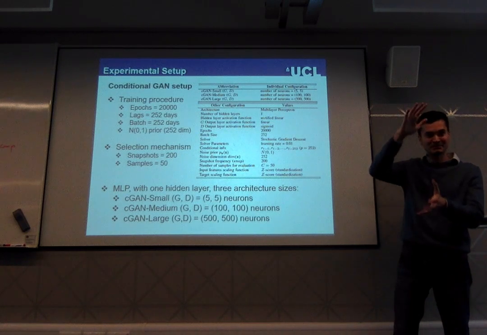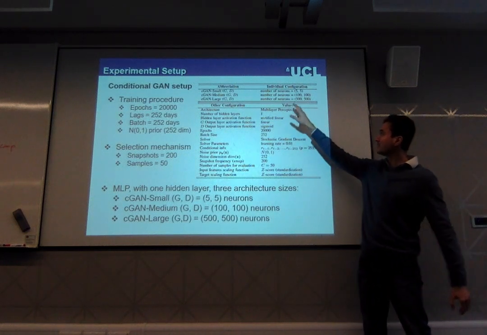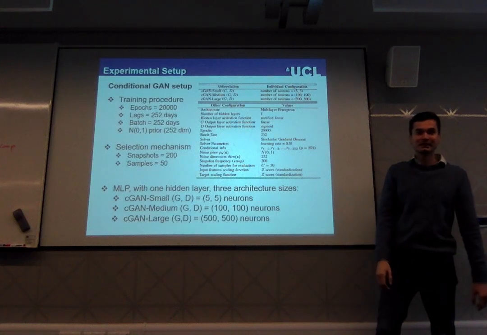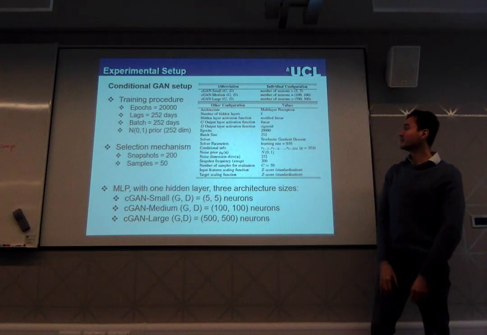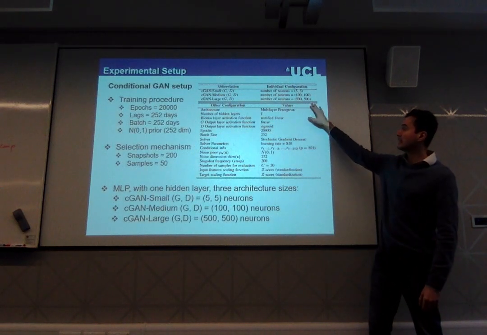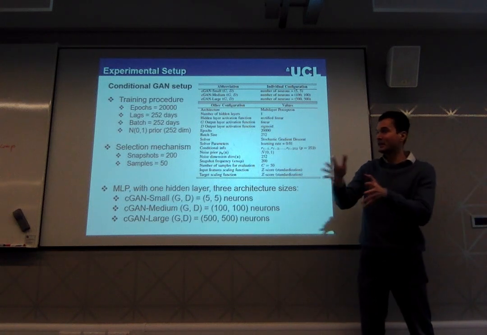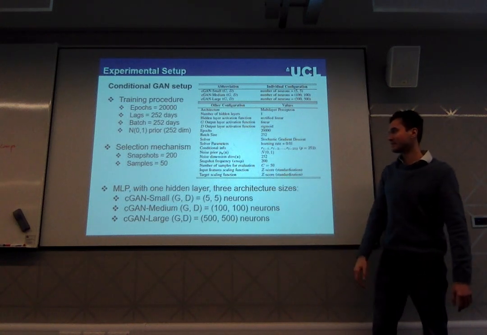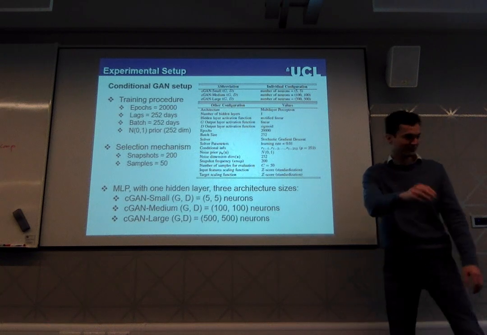But sometimes it becomes big. So sometimes you have 500 neurons in the hidden layer of the multi-layer perceptron, both for the discriminator and for the generator. And there's a lot of parameters. I'm not going to talk much about it. That's short time.